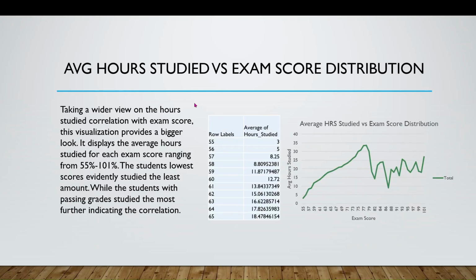If we look at a wider view of the exam score and average hours studied, you see that same information with a peak around the passing area, and then it slowly goes down a little bit as you hit that 80% range. But clearly, the students with the lower failing grades have the lowest average hours studied. This kind of indicates further correlation between the average hours studied and the exam score, because the lower it is, the lower you do.